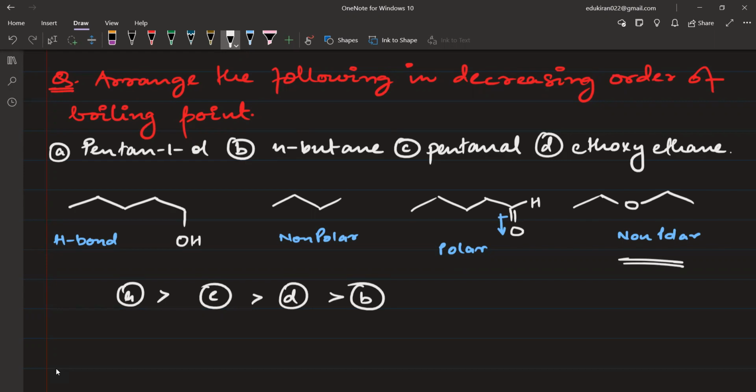How did we choose between D and B? Molecular weight is higher here, in D with respect to B. Write this fast, guys.